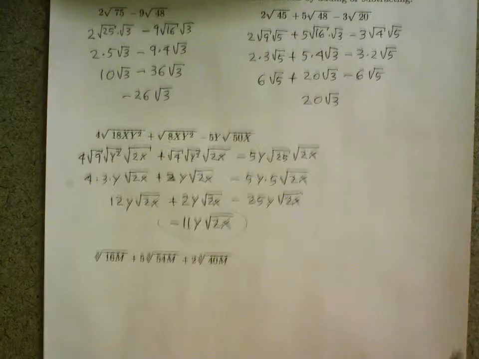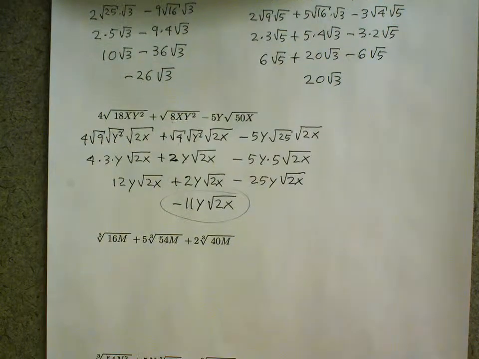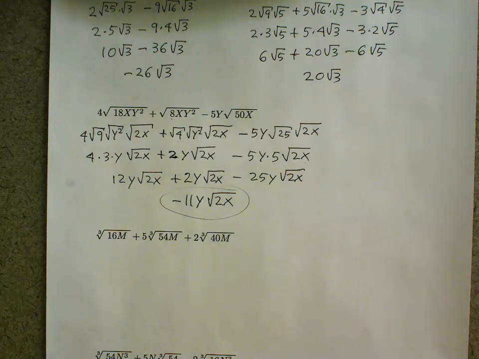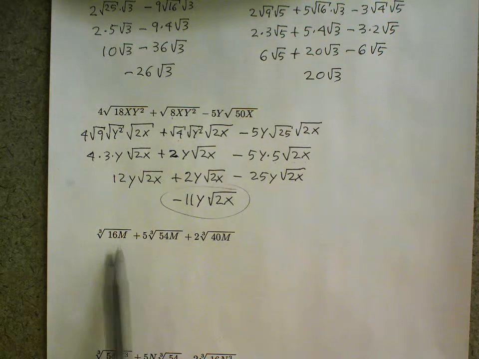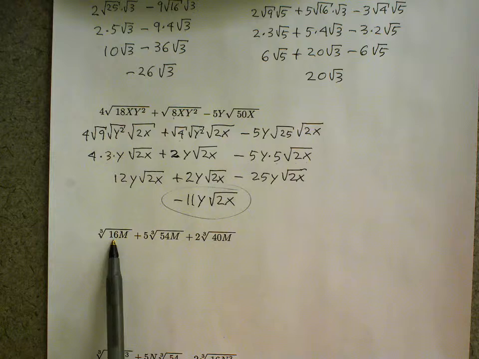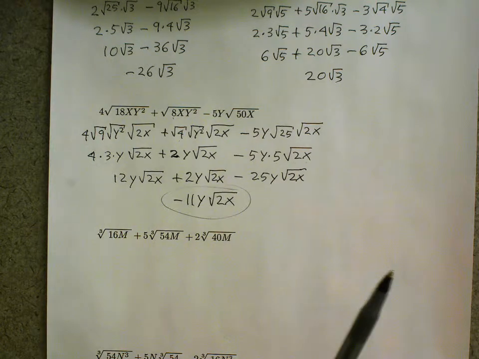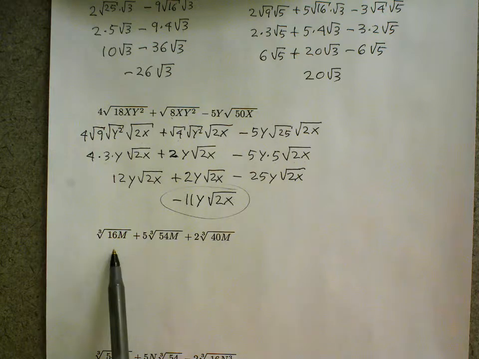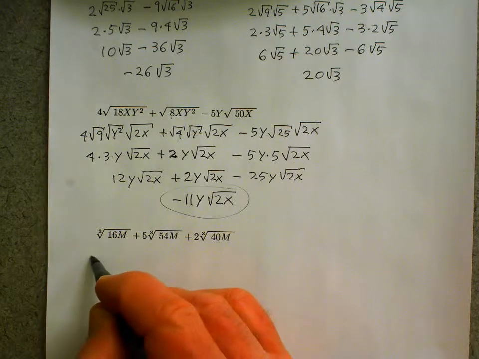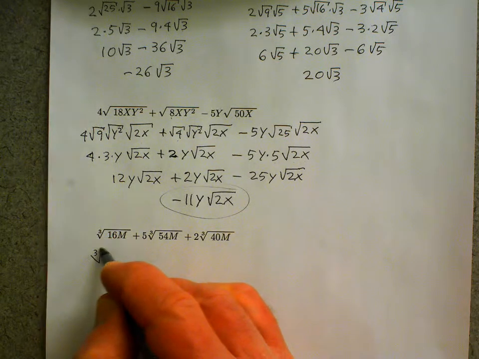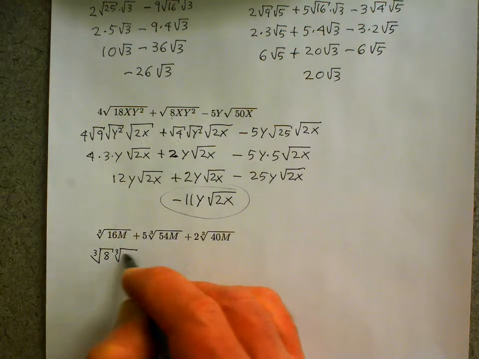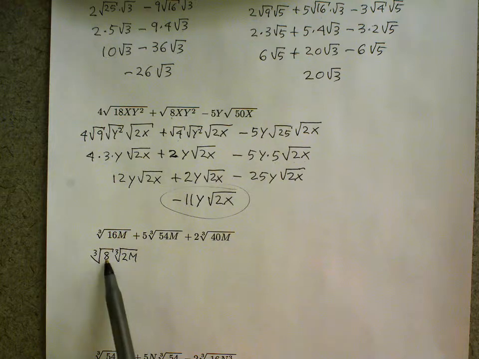And the next example involves a cube root. Okay, the cubed root of 16m. Now we want to find the largest factor of 16 that is a perfect cube. So 8 is a perfect cube. 2 to the third is a perfect cube. And 8 times 2 is 16. So we'll rewrite this as the cubed root of 8 times the cubed root of 2m. And then verify 8 times 2m is 16m.